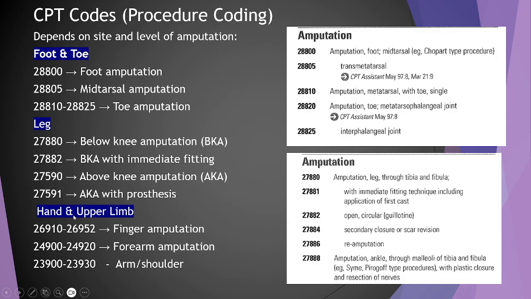Okay, so it is leg, hand, based on the site and the level of amputation. Here is an amputation of the leg through the tibia and fibula, immediate fitting, open, circular, guillotine, and 27884, that is a secondary closure and scar revision and the reamputation. So these were the CPT codes you can see.